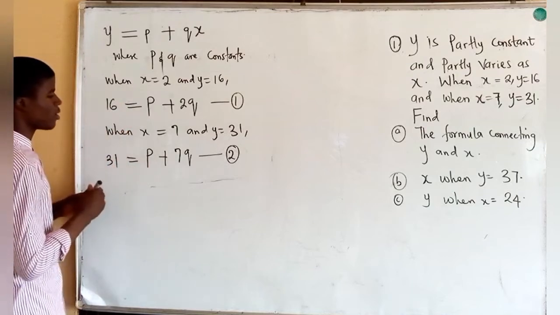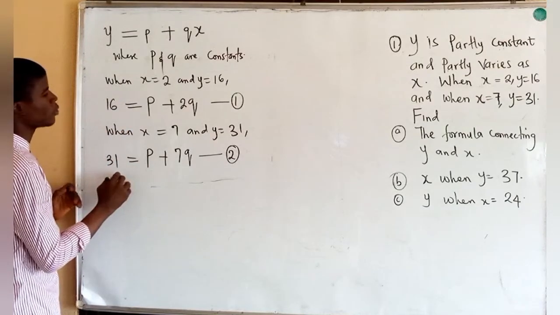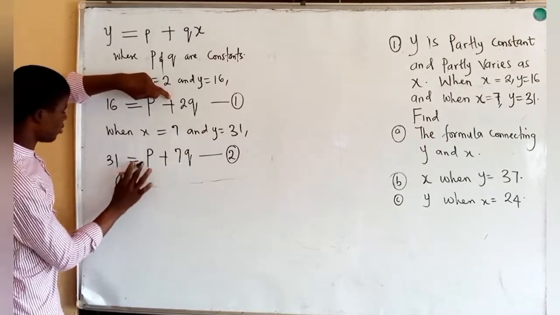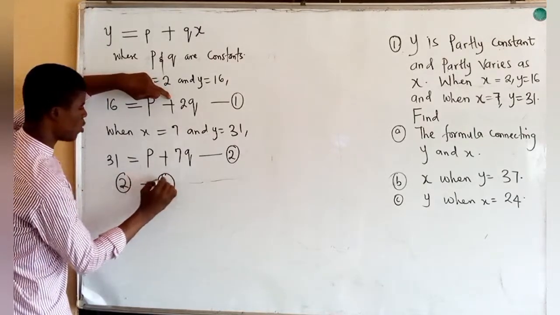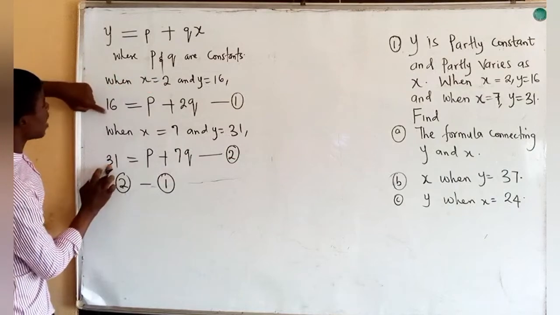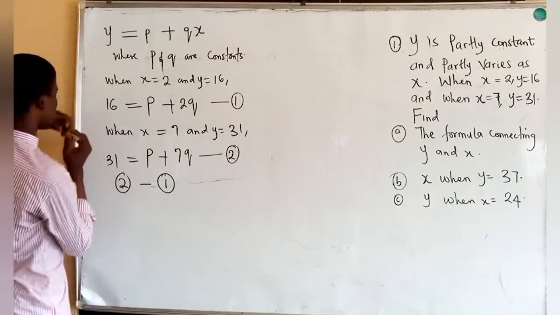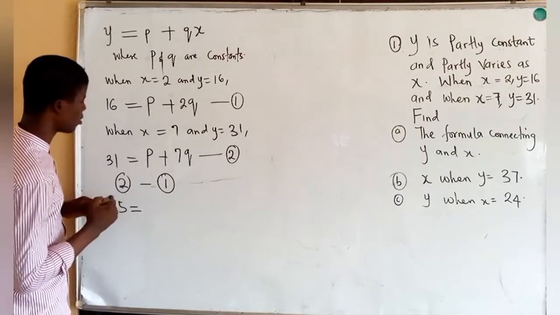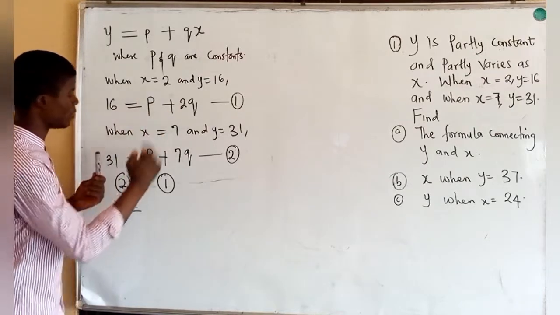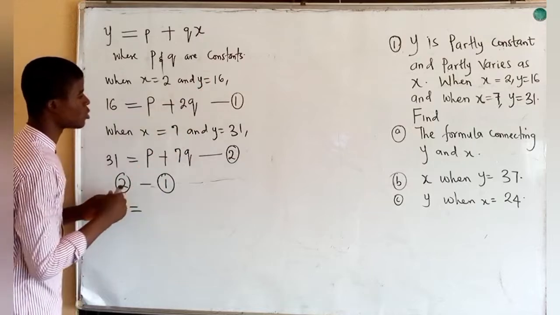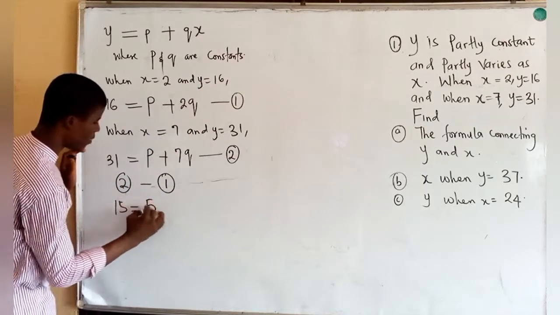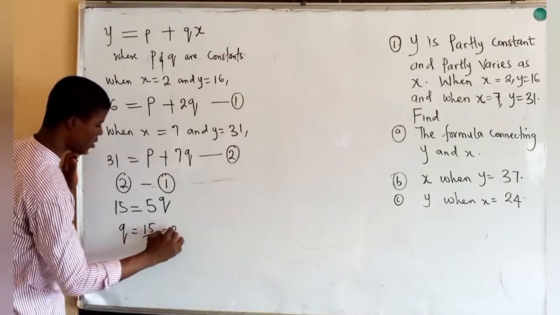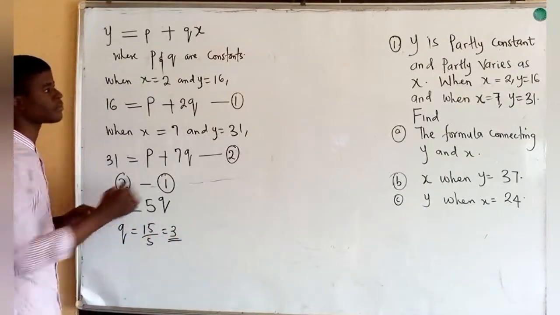So I will now say subtracting equation, let's say equation 1 is smaller. So equation 2 minus equation 1. I have this. 31 minus 16, what would that give me? 31 minus 16 gives me 15. 15 is equal to P minus P is 0. 7Q minus 2Q is what? 5Q. So Q will be equal to 15 over 5. That's 3. So the value of Q is 3. Good.